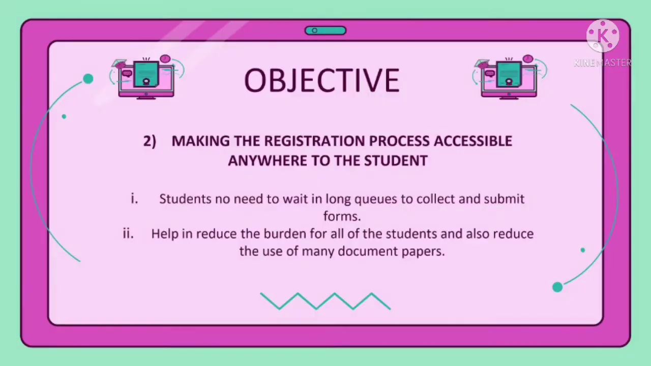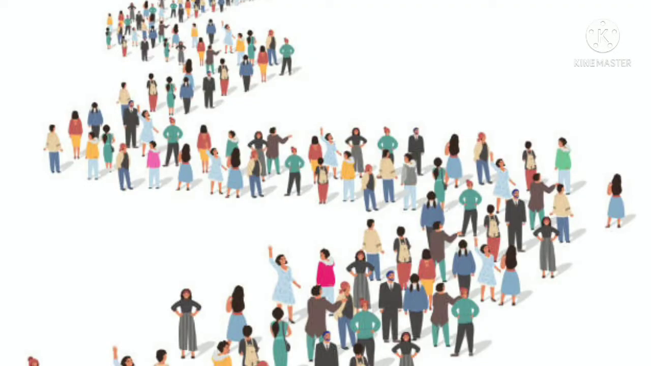Next, making the registration process accessible anywhere to the student is also one of the objectives of this project. This is because by having the student registration and admission management system, students no need to wait in long queues to collect and submit forms. They can register their college easily and submit all the relevant documents with the click of the mouse. So it can help reduce the burden for all of the students and also will help to reduce the use of many paper documents.